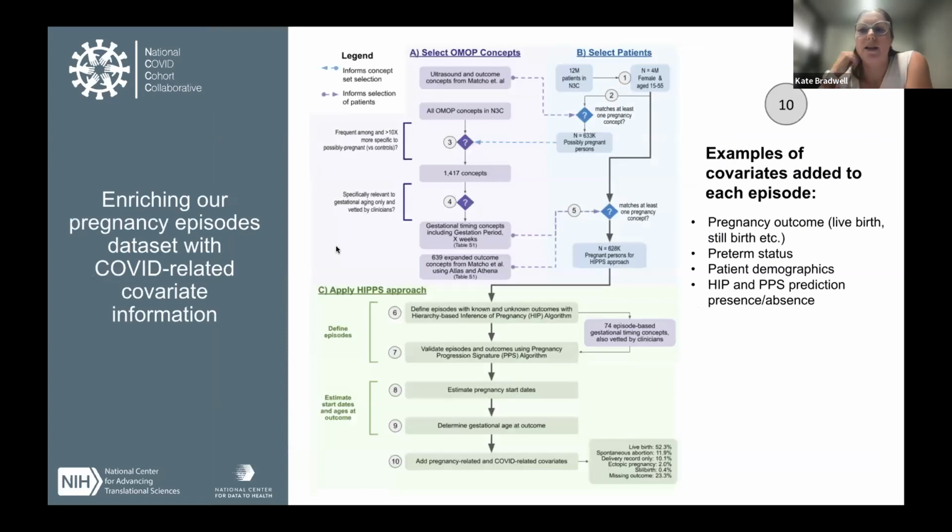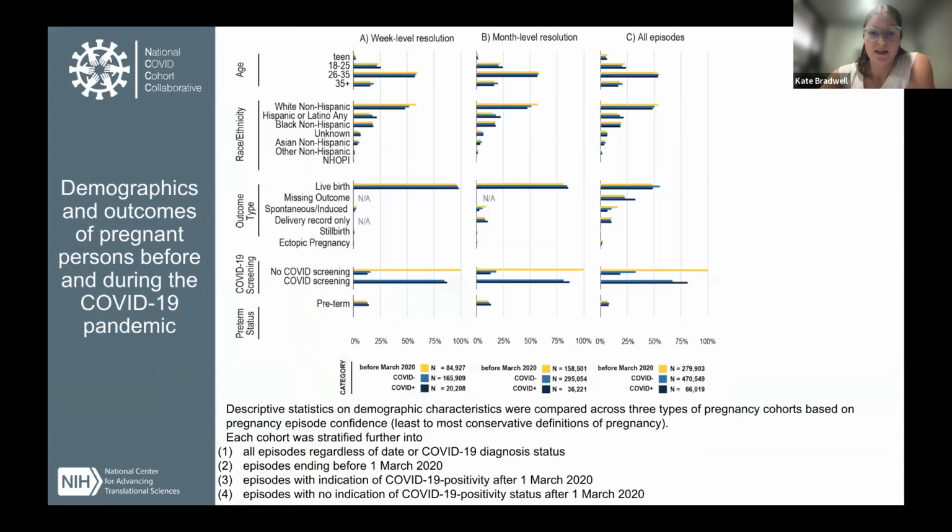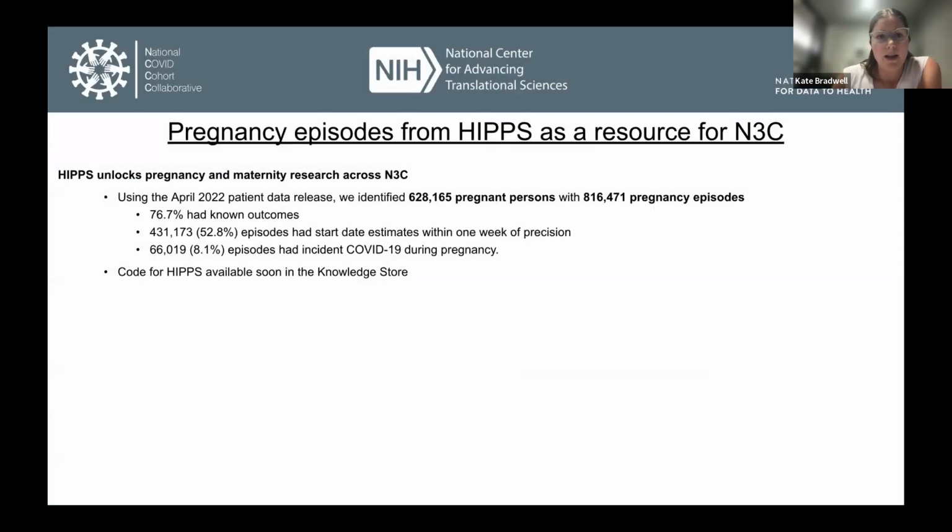We then added, for extra value, covariates to each episode. For example, what the precise inferred pregnancy outcome was, preterm status, and patient demographics. And we performed descriptive statistics of demographics in COVID negative and positive cohorts. And we see this as a great value to the N3C as a resource for any pregnancy and maternity research.